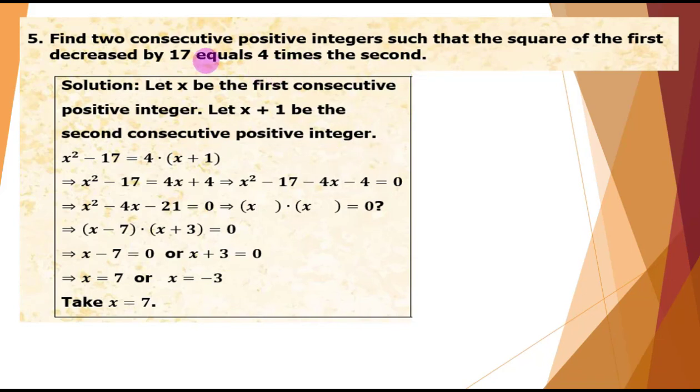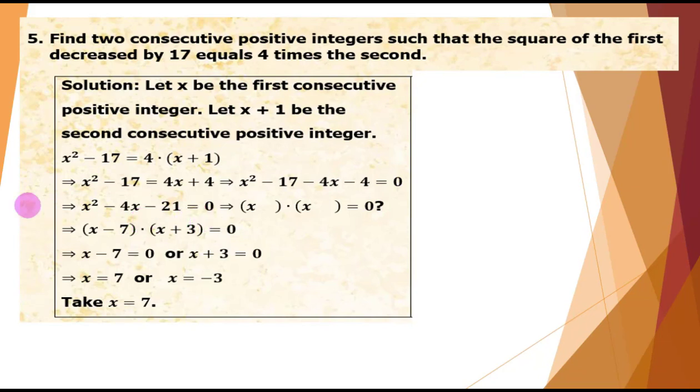It says here that the square of the first decreased by 17. So we have here x squared minus 17 equals 4 times the second, so meaning 4 times the quantity x plus 1. Simplifying this, we distribute: 4x plus 4. Then we have x squared minus 17. Then transposing to the left-hand side, negative 4x, negative 4, leaving the right-hand side 0. So simplifying further, we have x squared minus 4x minus 21 equals 0.